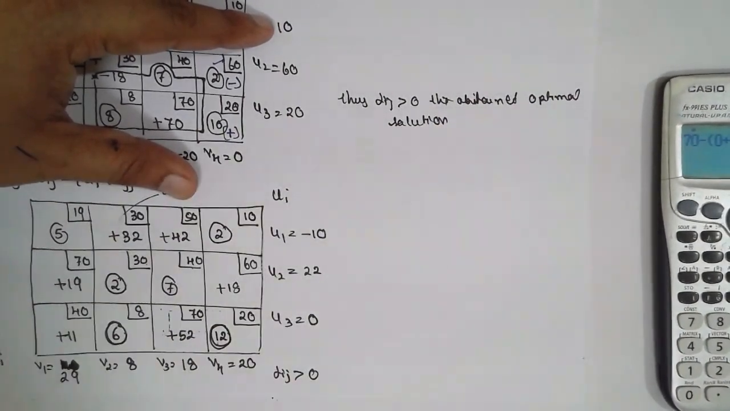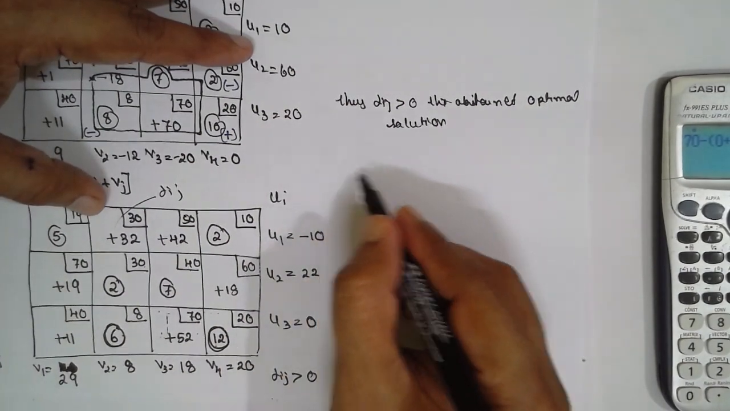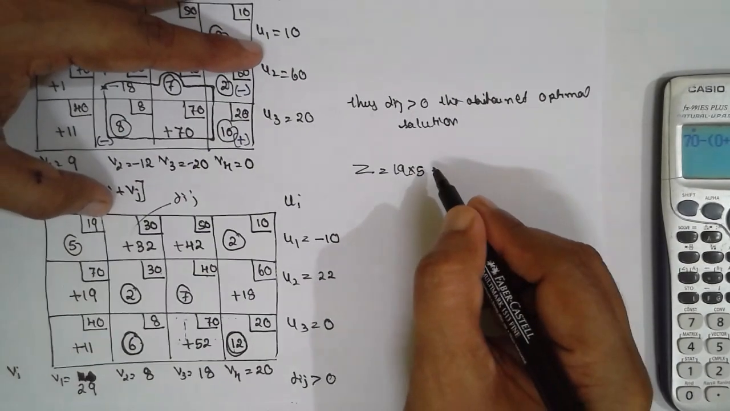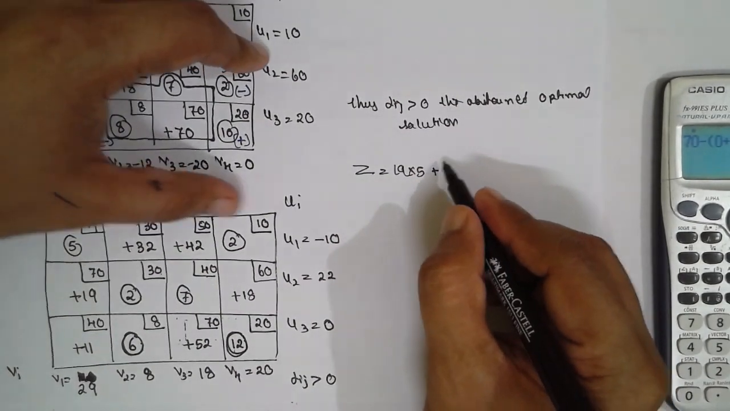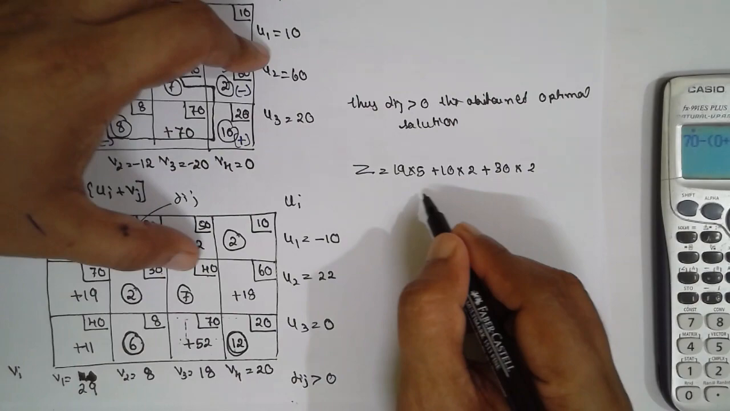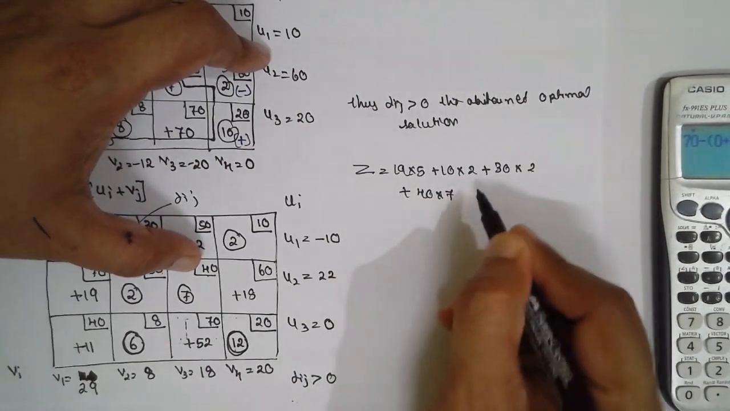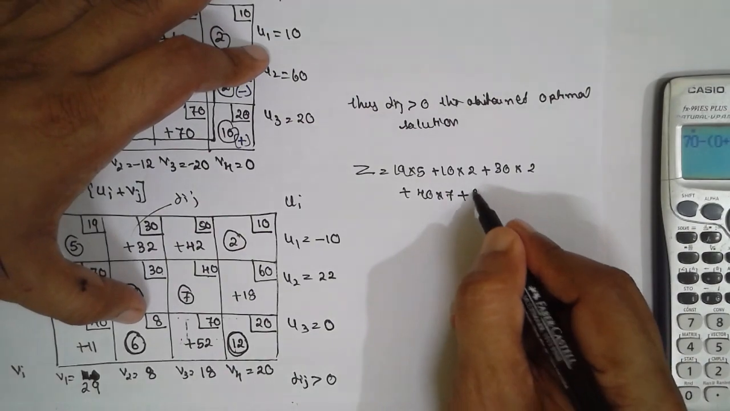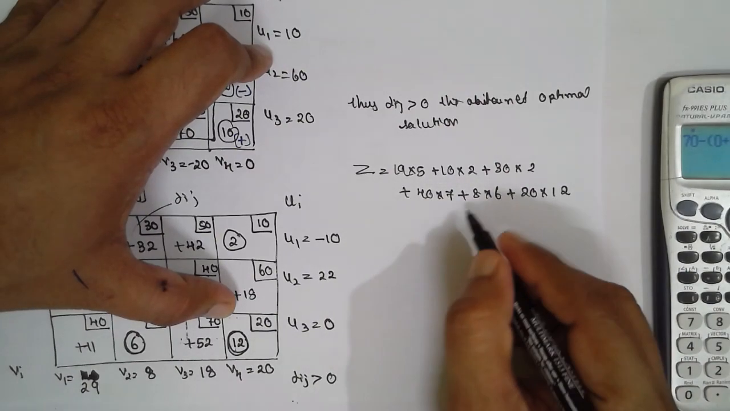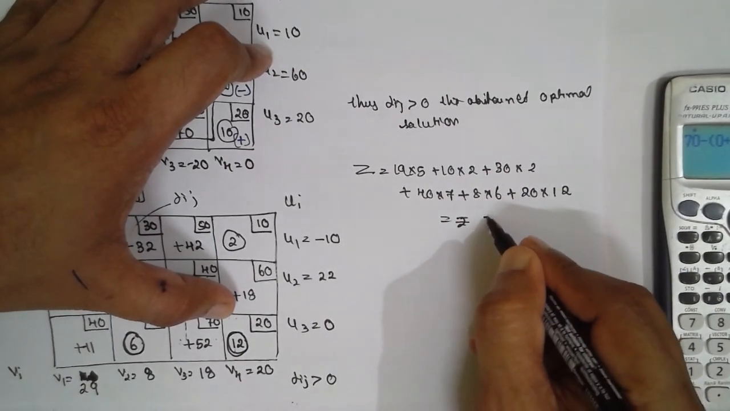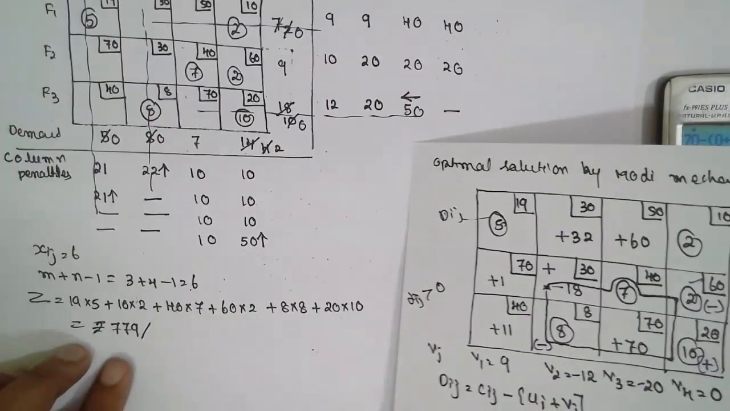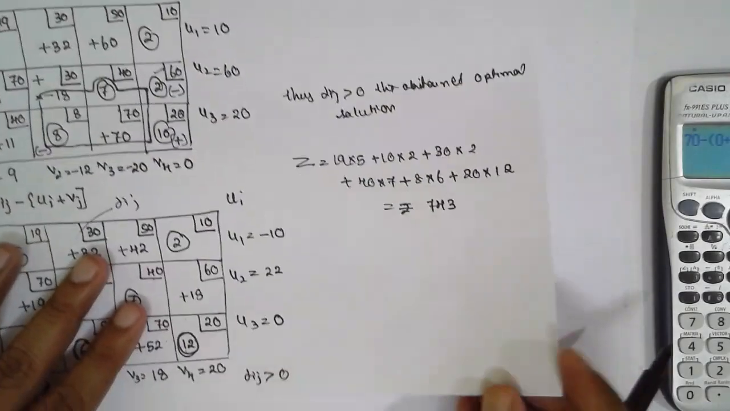Now based on this, we can minimize the transportation. See how to minimize the transportation. Again, I will find the Z value here: 19 plus 5 plus 10 plus 2 plus 30 plus 2 plus 40 plus 7 plus 8 plus 6 plus 20 plus 12. If you obtain the value, it will be reduced to 743. The earlier was 779. We can optimize it up to here.